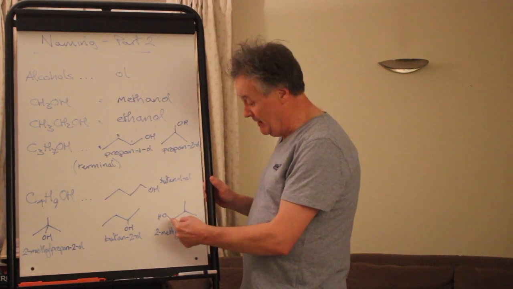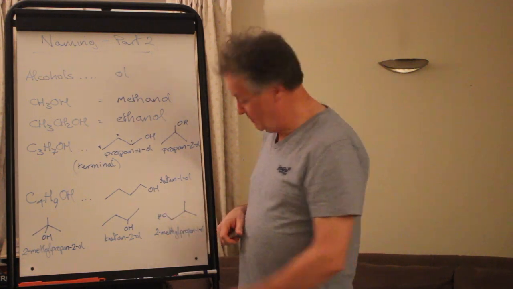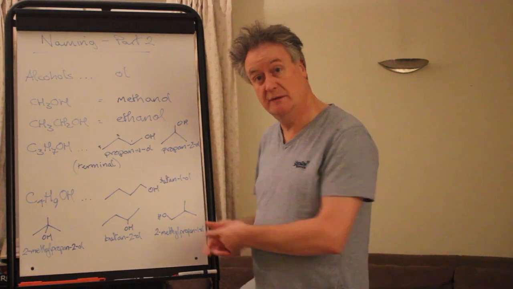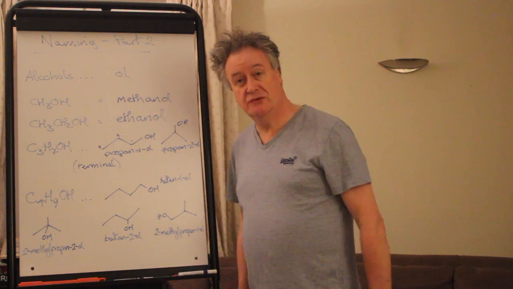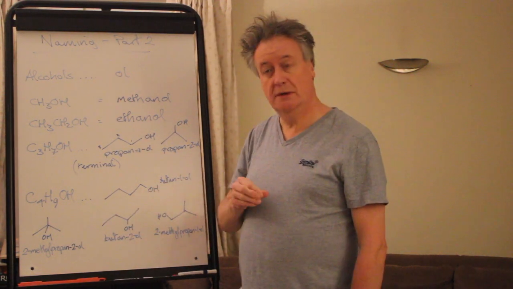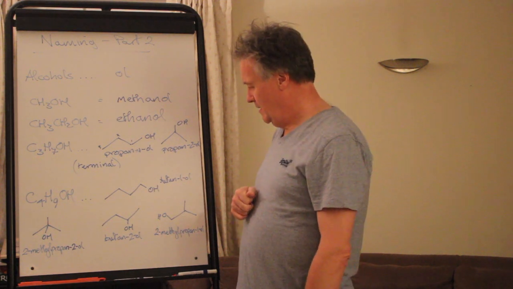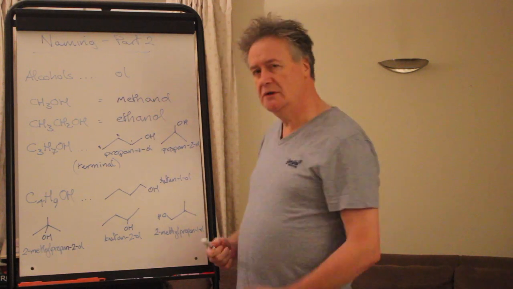on the end carbon. Sometimes people say, does it matter which way I draw it? No, it doesn't. You could have just as easily done the OH over there, but there was a little less space, so I put it on the other side. And here you have the OH on the central carbon, so there's no hydrogens on that central carbon at all, and it's 2-methyl propan-2-ol.